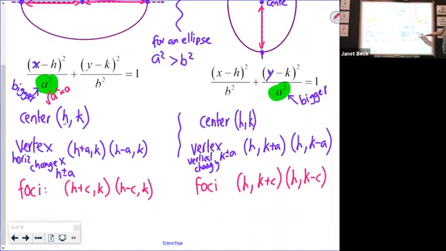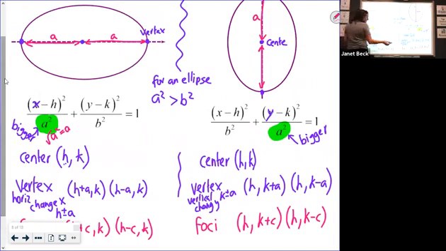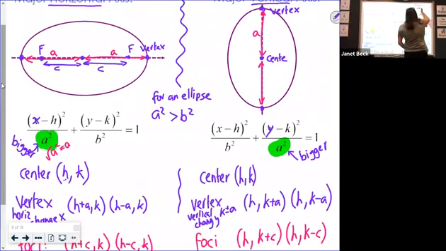On this one, we're changing the Y because it's vertical. We're going up and down. So let's put those on our picture. So this is the focus, and we've changed the X to get to them by C. And on this one, the vertical one, everything important lies on the major axis.